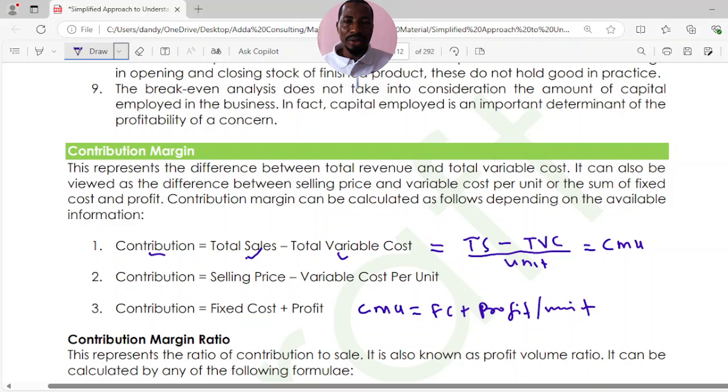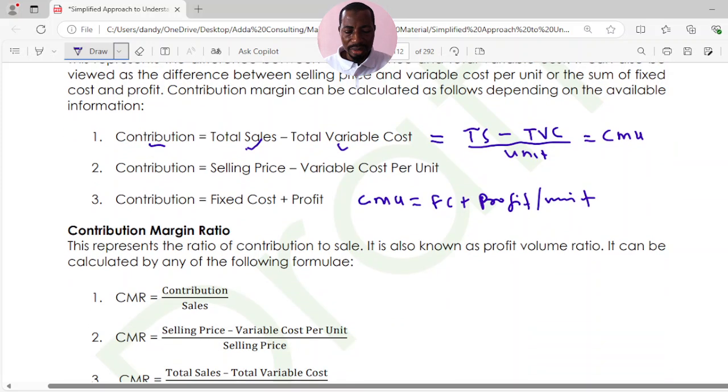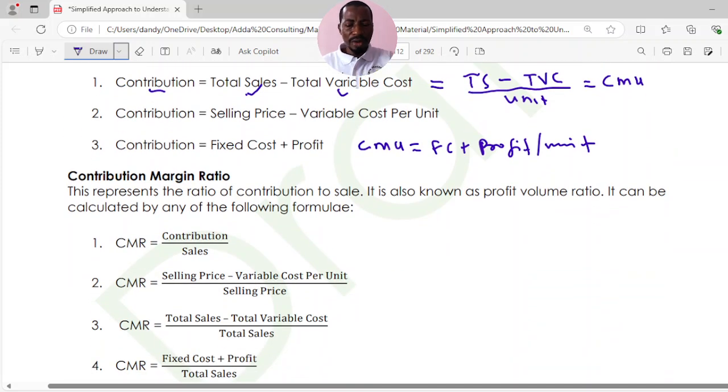Then what do you understand by contribution margin ratio? The contribution margin ratio simply means the ratio of contribution to sales. It is also known as profit volume ratio. It can be calculated in several ways depending on the information available. So when you are calculating contribution margin ratio, if you want to use totals, you can say total contribution divided by total sales. That will give you the contribution margin ratio.